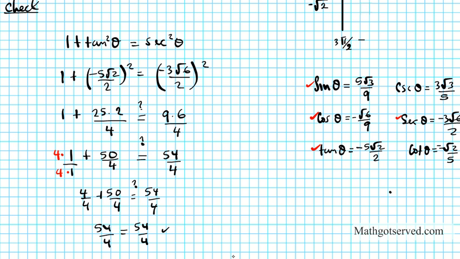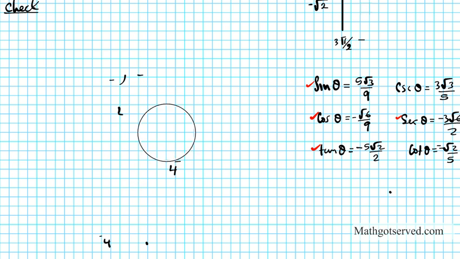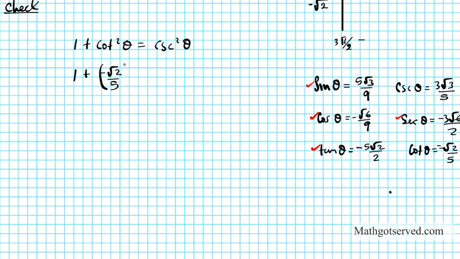To prove that the last pair of answers we have are accurate, we're going to use the identity for the cotan and cosecant. Let's go ahead and do it. To get started, we're going to write down the identity, which is that 1 plus cotangent squared theta equals cosecant squared theta. So we have 1 plus cotangent theta, which is negative root 2 over 5, squared, and then cosecant theta is 3 root 3 over 5 squared.